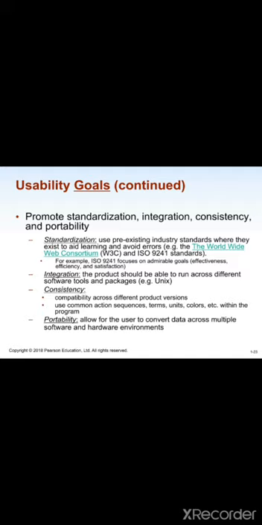The consistency. Consistency is one of the most important features that we need to strive to ensure usability. The compatibility across different product versions. The same features should be done in the same way, same methods across different versions or different platforms. Generating a report in one platform or one version should be following the same steps to generate the same report on the other version or other platform.